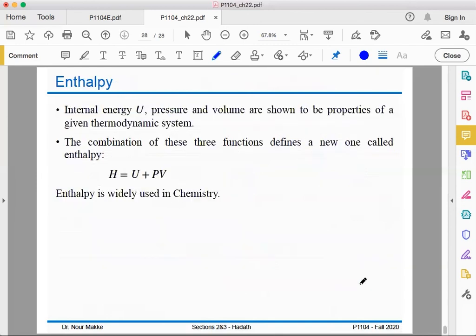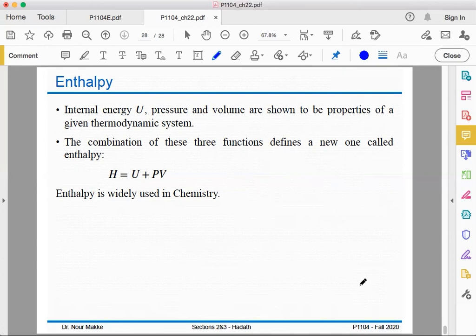Now, just one last slide about the enthalpy, which I want to mention. So we have discussed the internal energy, different state variables. We have said that earlier. A given thermodynamic system in a given thermodynamic state is defined by different variables, among which we have the internal energy, we have the pressure, and we have the volume. And those were shown to be properties of a given thermodynamic system.